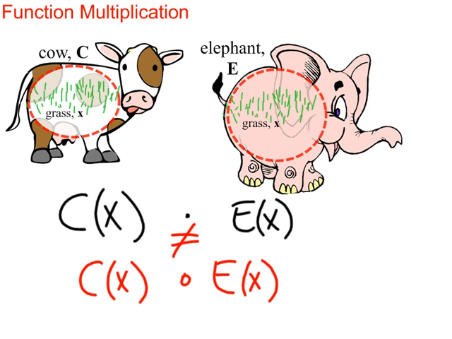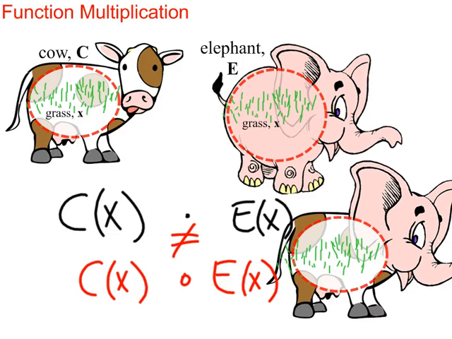Composition in red, multiplication in black there. So that's the idea I want you to keep in mind. That's the analogy. As far as what this multiplication would produce, I don't know, maybe a cow-elephant. That's where my analogy starts to break down. So let's go to some actual examples here.